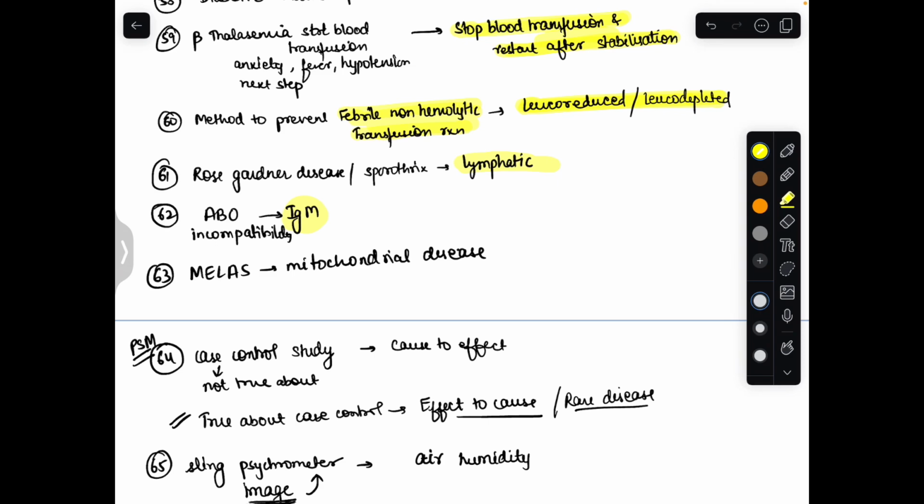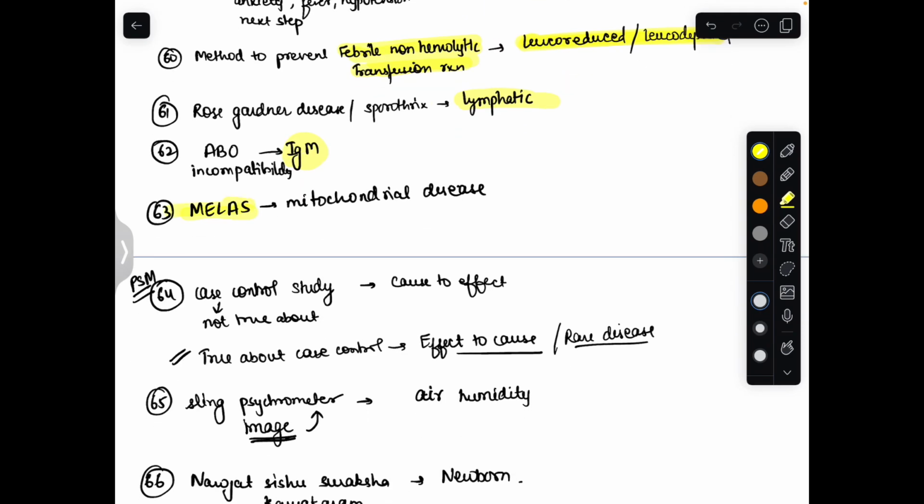Now for the ABO incompatibility, IgM is the correct answer. Like ABO incompatibility, IgM.